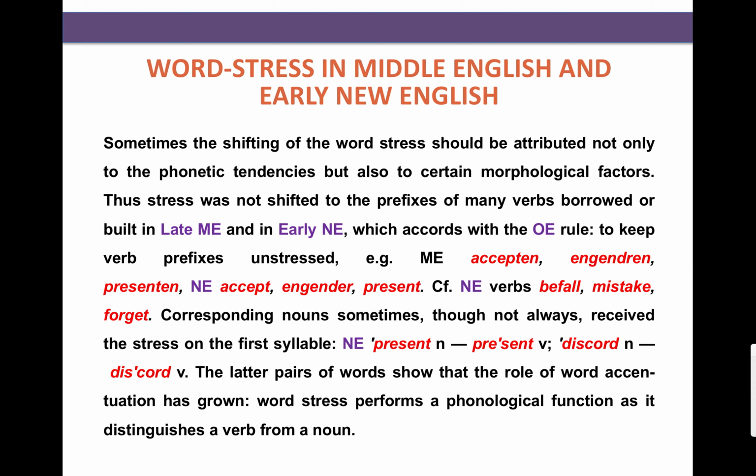Corresponding nouns sometimes, though not always, receive the stress on the first syllable. In New English, present as a noun, present as a verb. The latter pairs of words show that the role of word accentuation has grown. Word stress performs a phonological function as it distinguishes a verb from a noun.